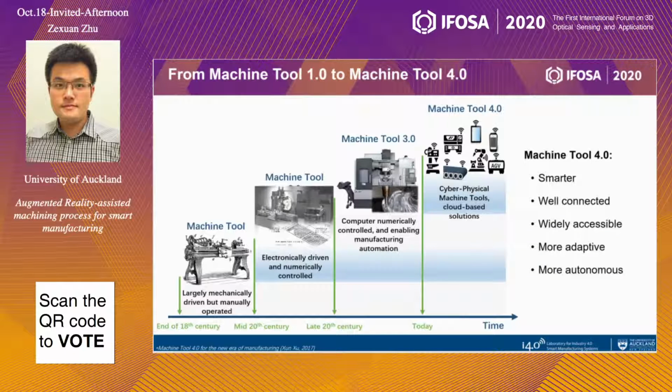As the fourth generation of machine tool, it has to be smart and intelligent, and it needs to be vertically and horizontally connected in the system. It will be widely accessible through any platform and devices. And finally, it must be more adaptive and autonomous.